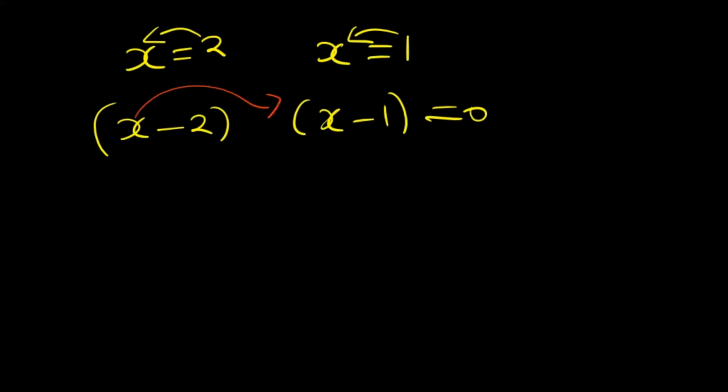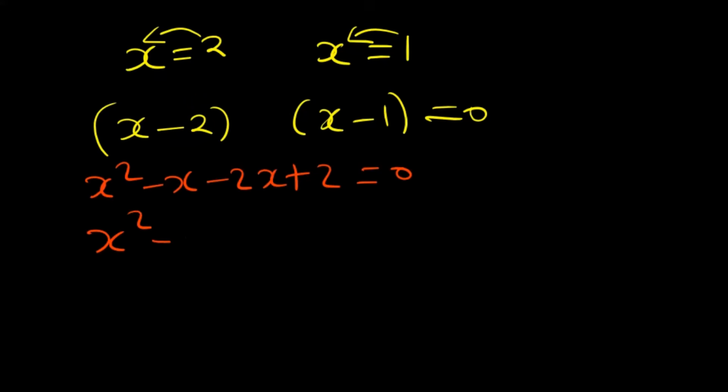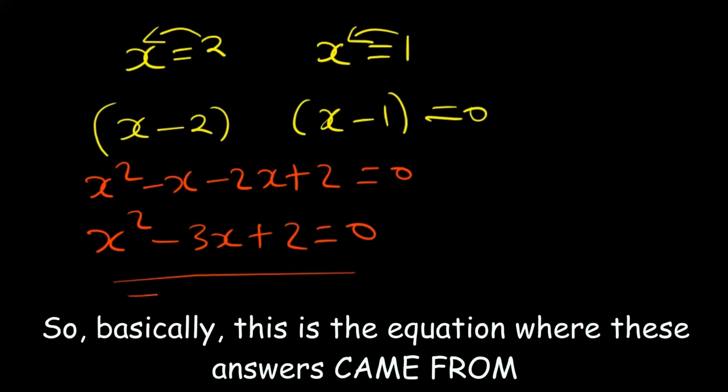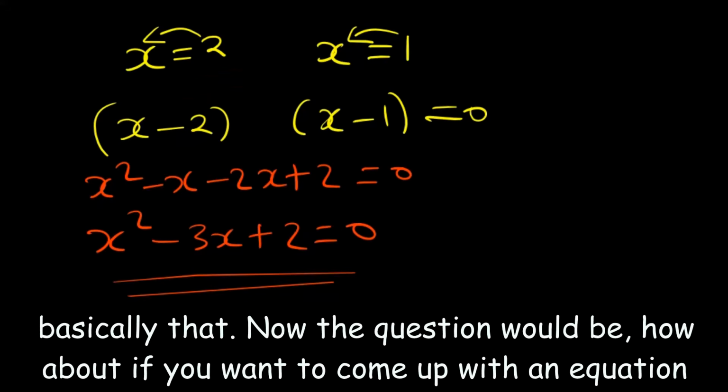X multiplied by everything in the bracket, I'll have x squared minus x. 2 multiplied by everything in the bracket, I'll have 2x minus 2. This is equal to 0. Then what do I have? I'm going to have x squared plus x minus 2 equals 0. So basically this is the equation where these answers came from.